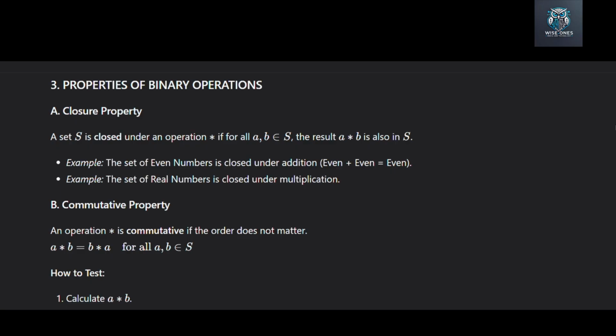Second is the commutative property. An operation star is commutative if the order does not matter. This means a star b equals b star a for all a and b in the set.